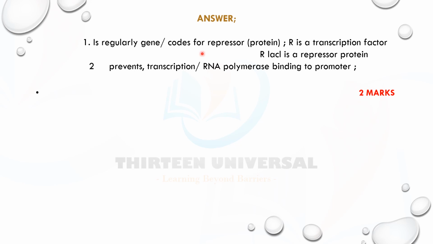So look at it. It's a regulatory gene, codes for a repressor protein, so it prevents transcription. So it prevents RNA polymerase from binding to the promoter. That's how they work.